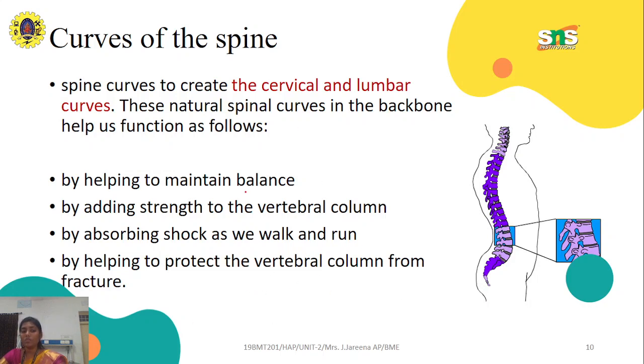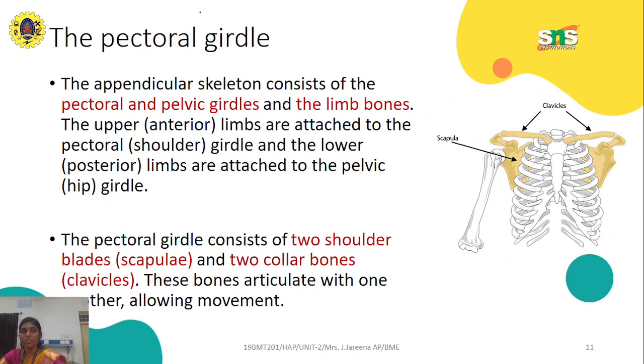So because of this main function, the beauty of nature is that by birth itself we have this design of the curve of the spine. Yes. And then the pectoral girdle is nothing but the shoulder bones, and you have the clavicles and the scapula.